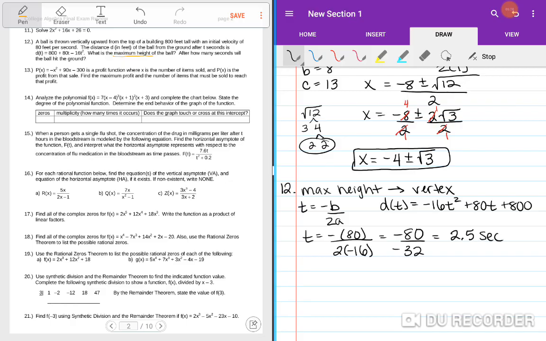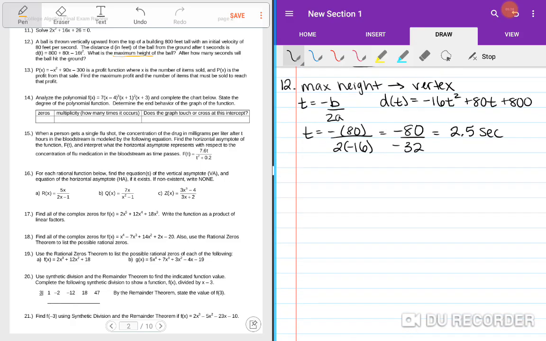Okay, now that's not what the question asks for. It asks for the maximum height here. It says, what is the maximum height? This is just how long it takes to reach the maximum height. So the maximum height, d of 2.5, is going to be negative 16 times 2.5 squared plus 80 times 2.5 plus 800.